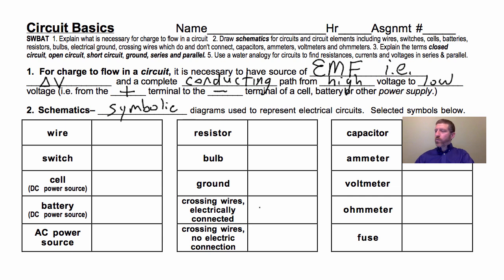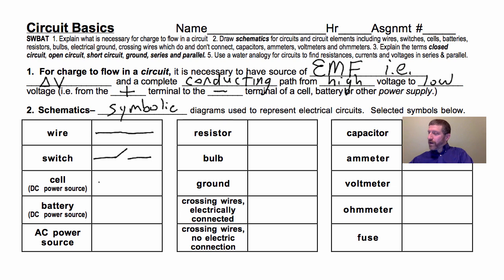And here are some selected ones. A wire, just a line like that. And a wire is assumed to be an ideal conductor with no resistance. A switch is just a wire with a little switch in it. We always draw those open. Why? If it were drawn closed, it would look just like a wire.